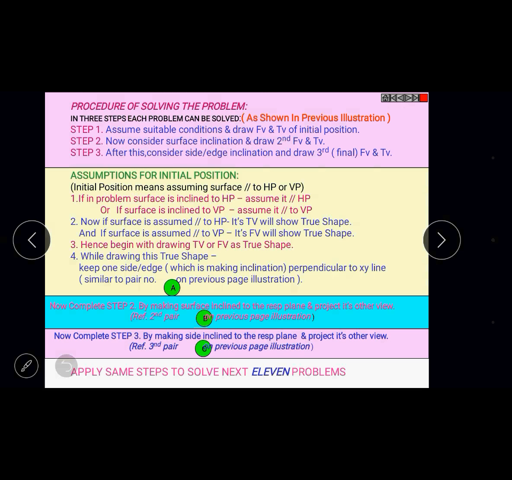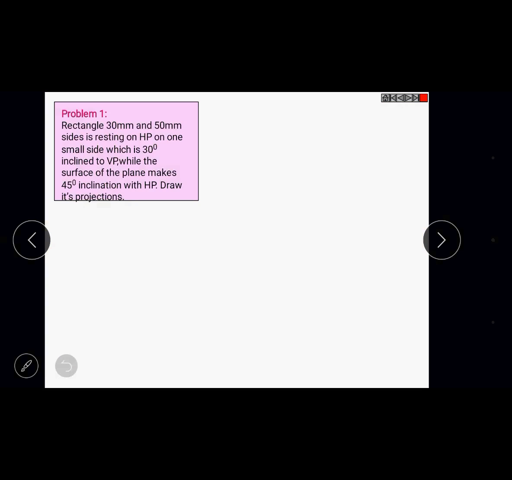So this is the procedure of solving the problem: step 1, step 2 and step 3. All these are given, and I have already explained this. This is all about the first step solution, second step solution, and third step solution.